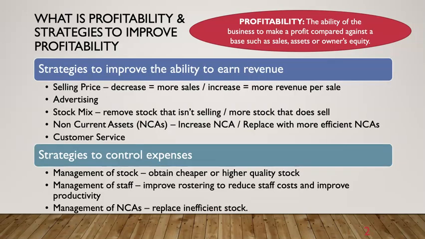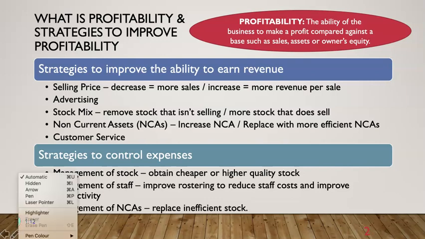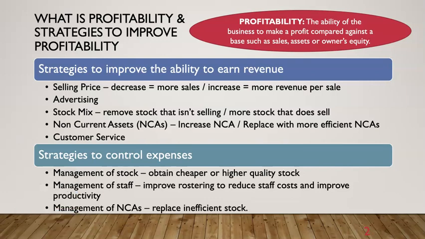So if we're thinking of strategies to improve revenue, we might be making decisions that involve the selling price. So let's highlight these as we go so we're following on. We might be looking at the selling price. Should we decrease it to make more sales or increase it to get more revenue per sale? And if we're looking to earn more sales, maybe we should be thinking about advertising, our stock mix. So should we maybe remove stock that isn't selling to have more space for the stock that is selling well? And when I say stock, I should be saying inventory.